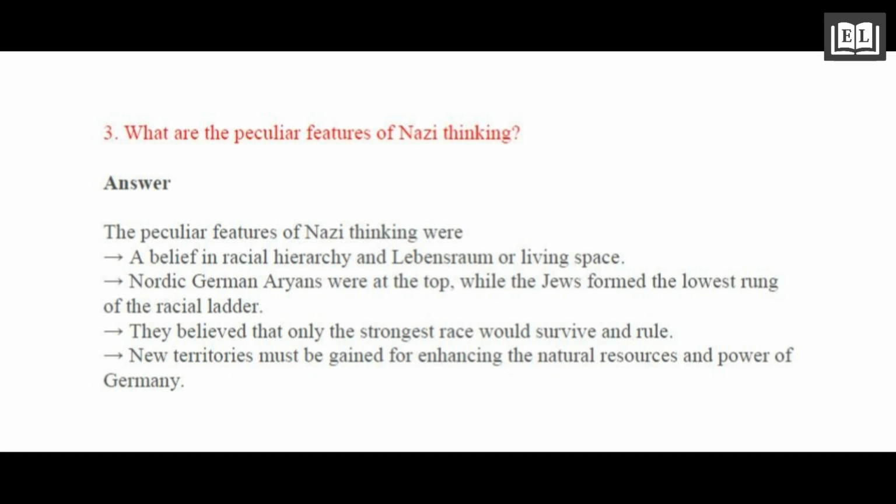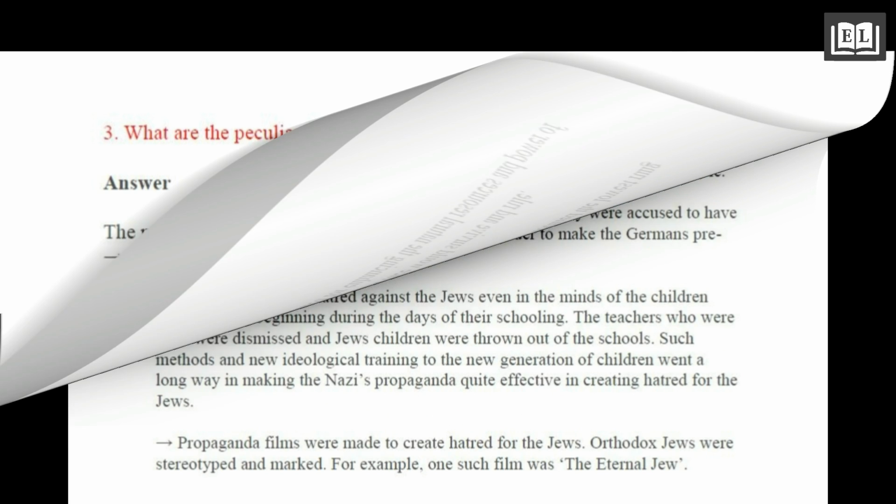Third, what are the peculiar features of Nazi thinking? Answer. The peculiar features of Nazi thinking were a belief in racial heredity and Lebensraum, or living space. Nordic German Aryans were at the top, while the Jews formed the lowest rung of the racial ladder. They believed that only the strongest race will survive and rule. New territories must be gained for enhancing the natural resources and the power of Germany.